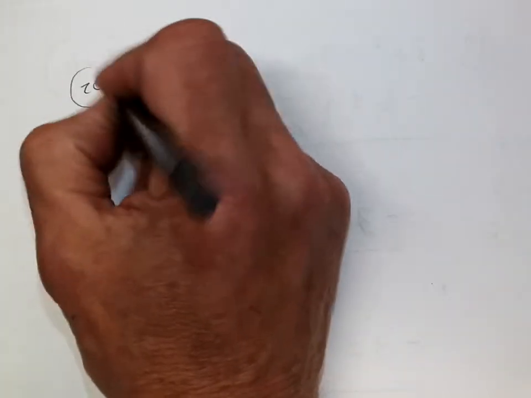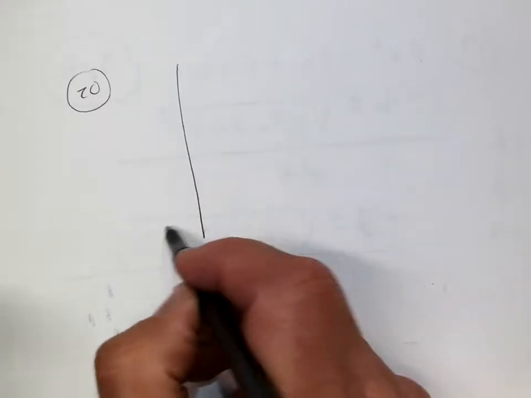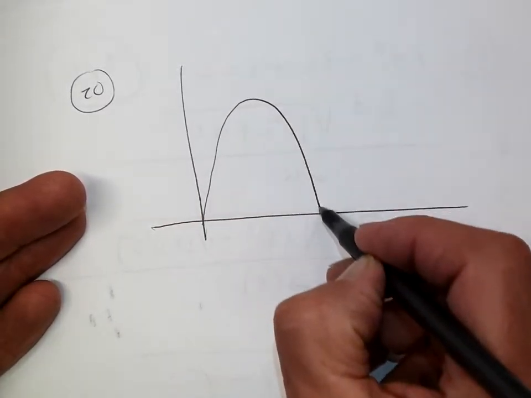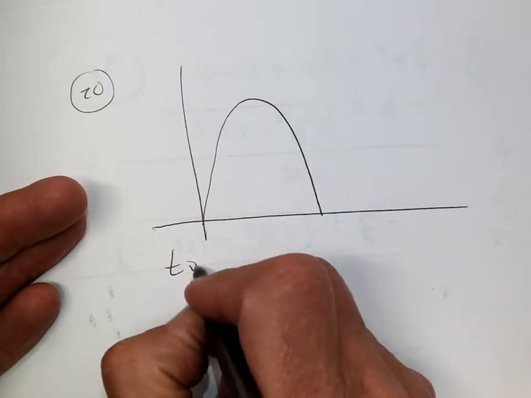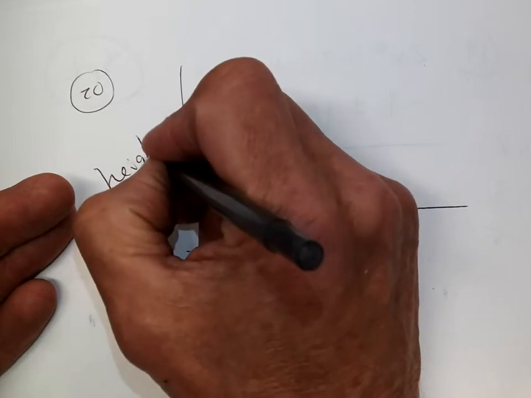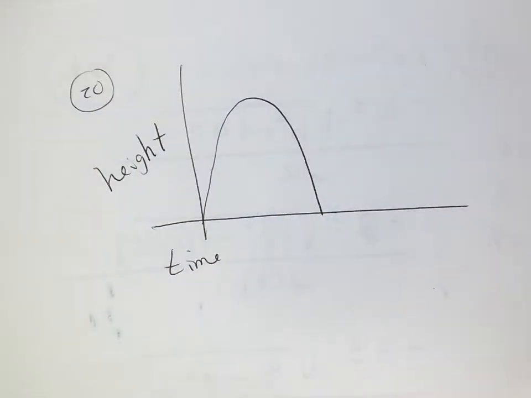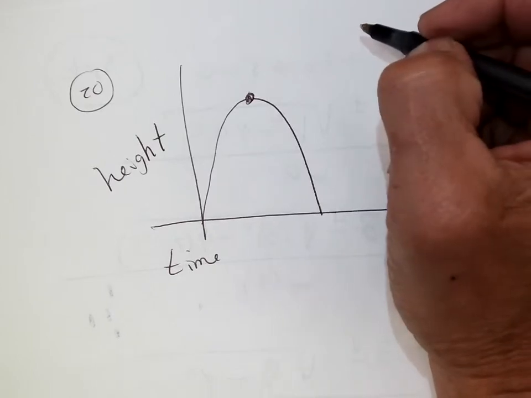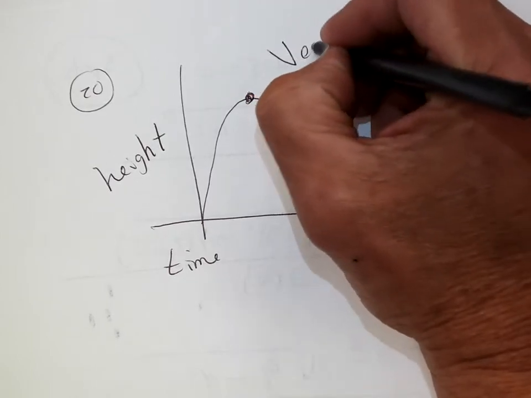All right, 20. So ball's thrown up in the air, right? So it looks something like this. This is time, and this is height. So ball's thrown up in the air, 1001, 1002, 1003, 1004 maybe, right? And then hits the ground, right? So we want to find the highest height and the time, which is our vertex.